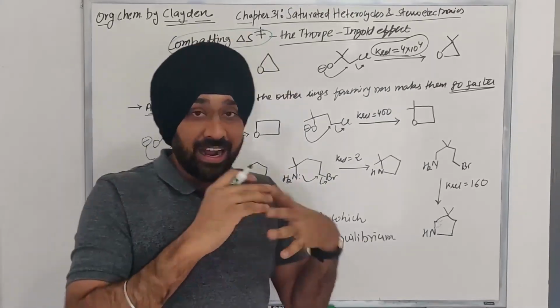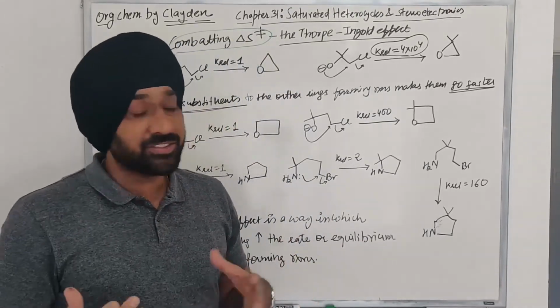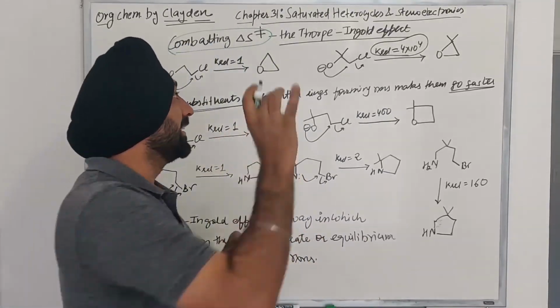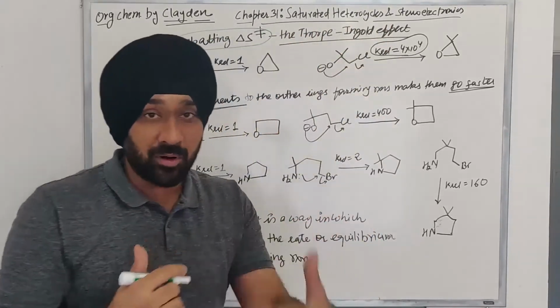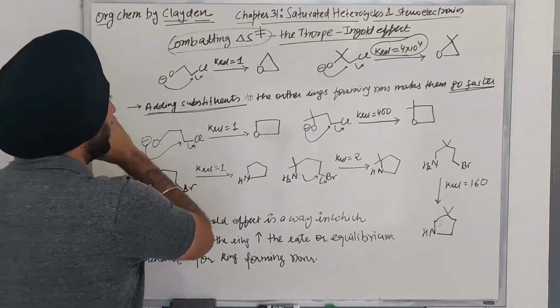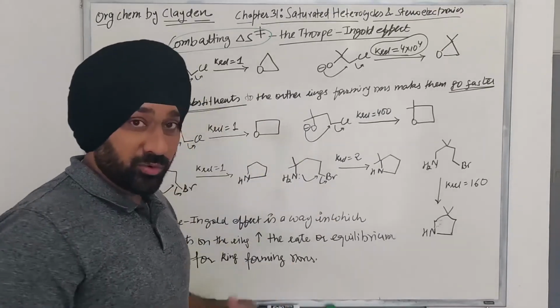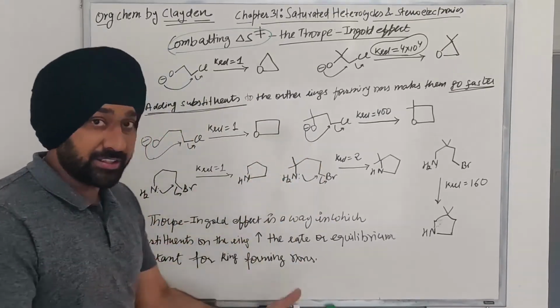But what about the higher size ring? ठीक है? What about the higher size rings? Their delta S is problematic. So how can we combat that? So the Thorpe-Ingold effect is about that. So let us just consider क्या हो रहा है. Suppose what we are doing for this 3-membered ring again, then we are going to go into the higher sizes. We are going to look at the other examples.